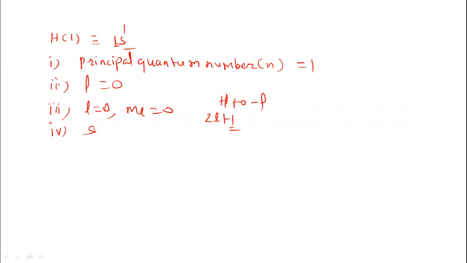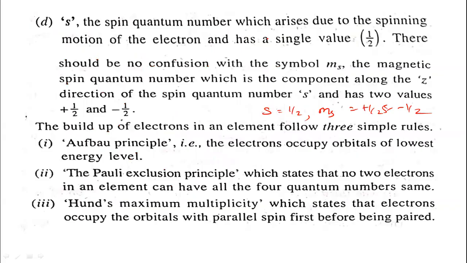And the last one is the spin quantum number, small s. Only one electron is there, so it has the spin quantum number 1 by 2. The magnetic spin quantum number is equal to plus 1 by 2 and minus 1 by 2. It means that the electron may be rotating in the clockwise direction or in the anti-clockwise direction, like this. So this is about the hydrogen atom and the four quantum numbers. For any atom, we should be aware of these four quantum numbers.